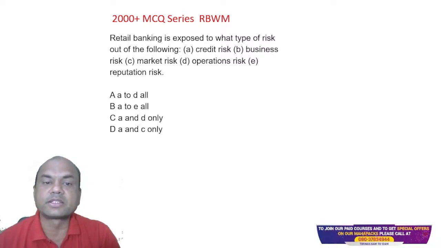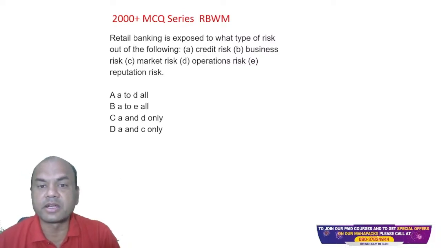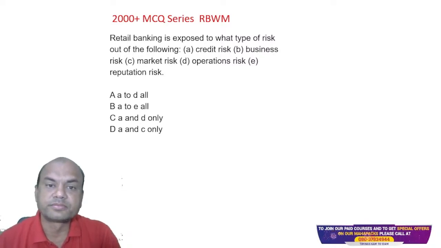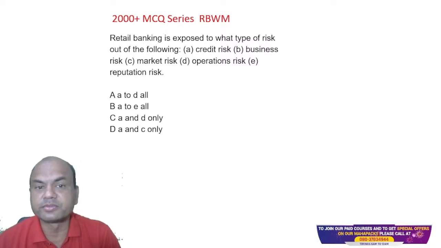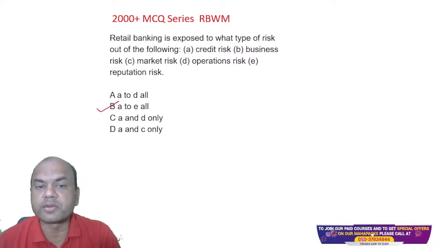Type fast in the comment section, everyone. Let me see the comment section. Retail banking is exposed to what type of risk? Credit, business, market, operations, and reputation. Isn't it? It is exposed to everyone. Correct, A to E all types of risks are there.